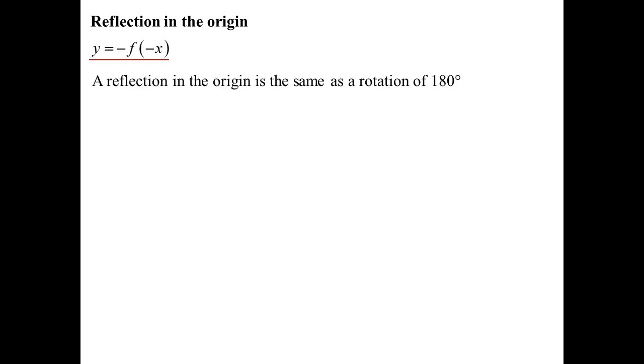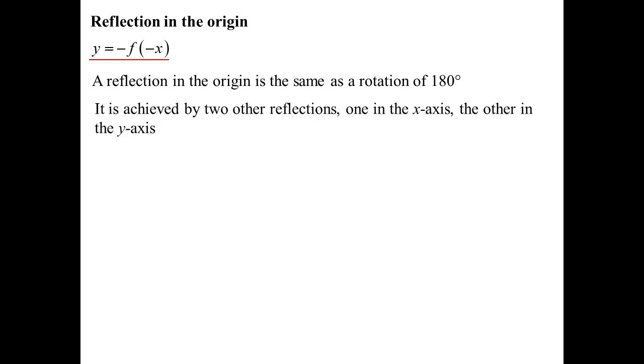Now, if you want to reflect in the origin, how do you reflect in a point? Well, that's rotational symmetry, if you like. But look what happens. It's basically y equals minus function minus x. That gets you the rotation of 180 degrees because you're reflecting both vertically and horizontally. And the effect of that is a 180 degree rotation.